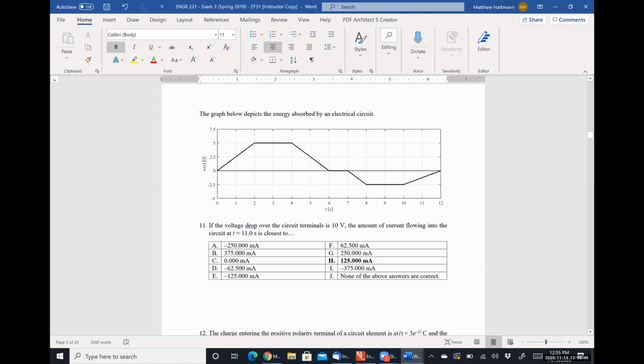All right, let's see. We are given energy, and we are told the voltage. I'm guessing it's a similar thing. Yeah, so in this one, to get the power, we would take the derivative of the energy. So at 11 seconds, our slope here is 2.5 joules divided by 2 seconds, which is 1.25 watts. 1.25 watts divided by 10 volts is 125 milliamps.